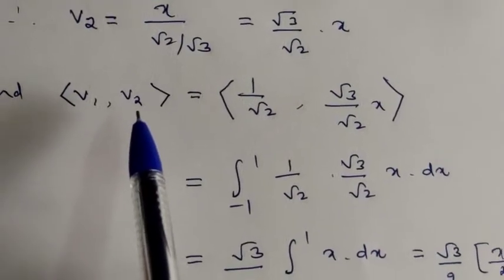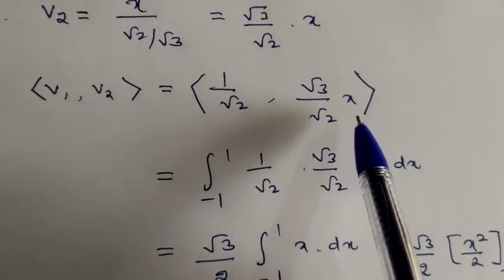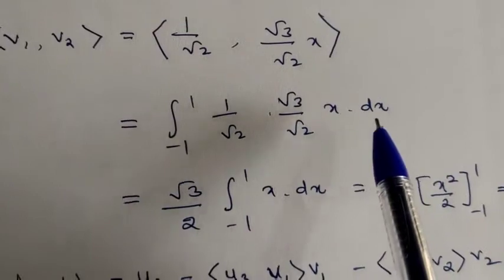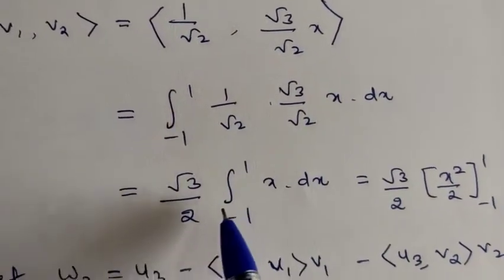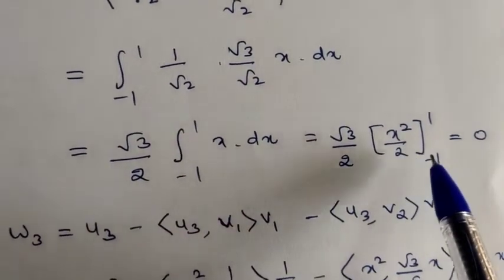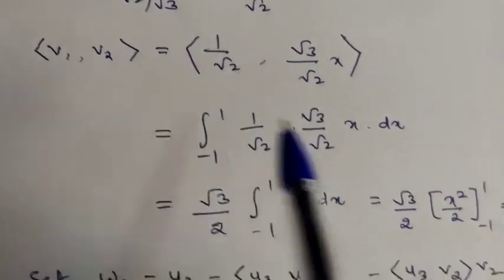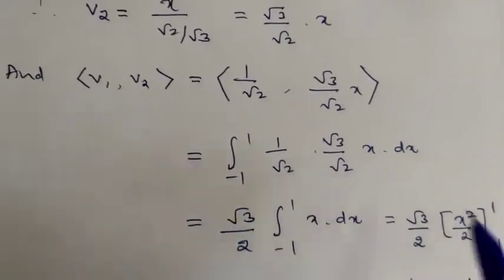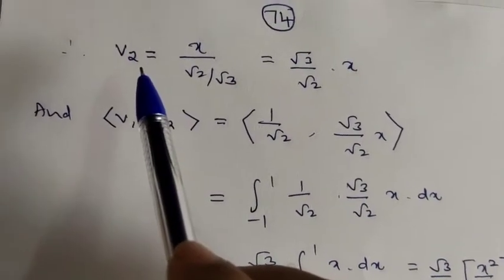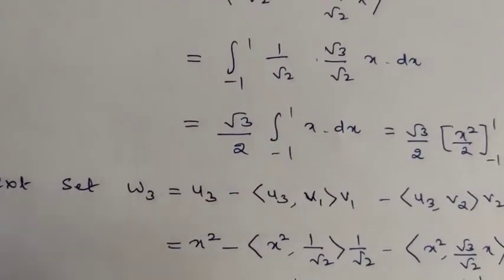Now let us take up the inner product of v1 and v2. v1 is 1 over root 2, v2 is root 3 by root 2 into x. So this is equal to the integral from -1 to 1 of 1 by root 2 into root 3 by root 2 into x dx. So this becomes root 3 by 2 into the integral from -1 to 1 of x dx. So root 3 by 2 into x square by 2 from -1 to 1 is 0, therefore it is 0 total. This means the inner product of v1 comma v2 is 0, so v1 and v2 are orthogonal, and the norm of v1 is 1, the norm of v2 is also 1, therefore v1, v2 is an orthonormal set.